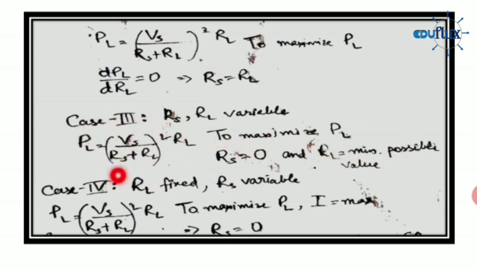Now, after all these cases, there is another case, case 4, in which the RL or the load resistance is fixed whereas Rs is variable. So looking into the expression, PL equal to (Vs by Rs plus RL) whole squared times RL, to maximize PL, what needs to be done is I needs to be maximized because RL is already fixed, and Vs is fixed. So in order to maximize I, or Vs by Rs plus RL, Rs should be taken 0 or the minimum possible value.